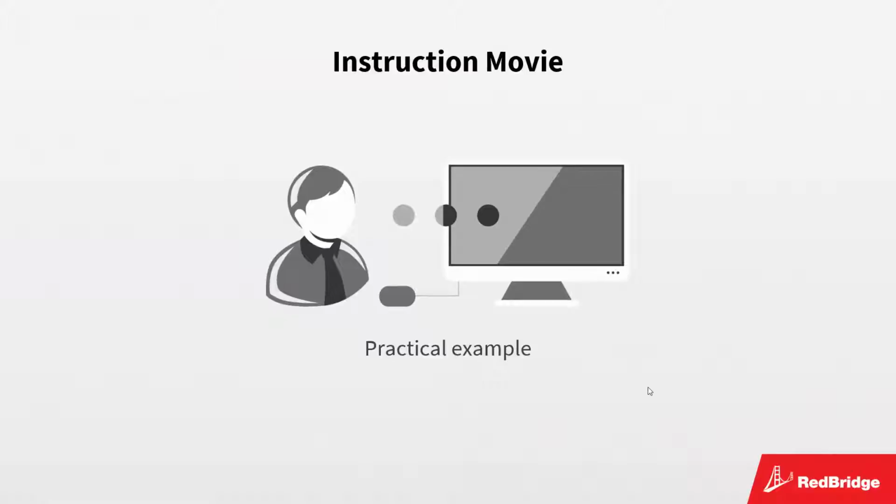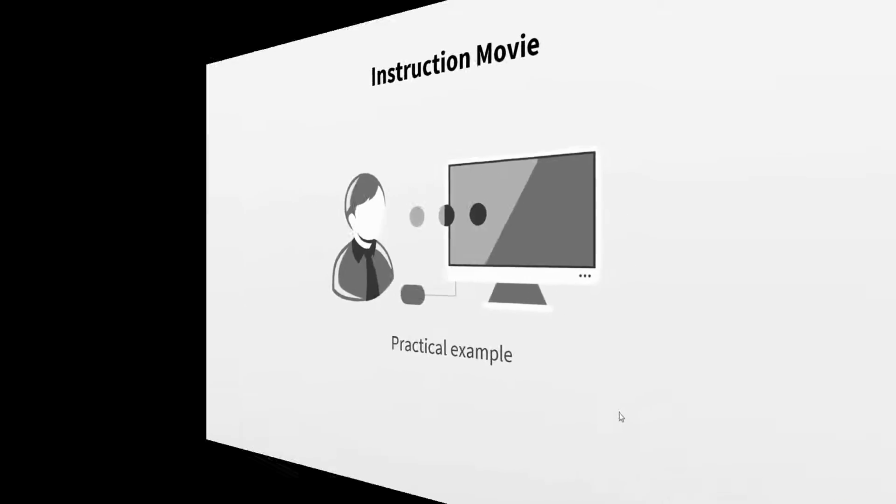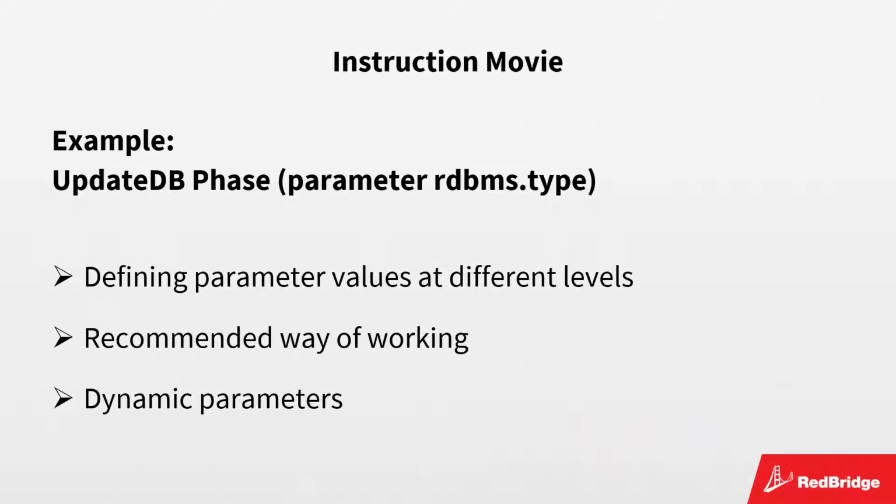In the remainder of this video, we will show you a practical example of how the value is specified on the different levels in ICANN-ALM. For this video, we will use as an example the update database phase. We will explain how you define the parameter values at different levels in ICANN-ALM, what the recommended way of working is, and how you can make parameters dynamic.